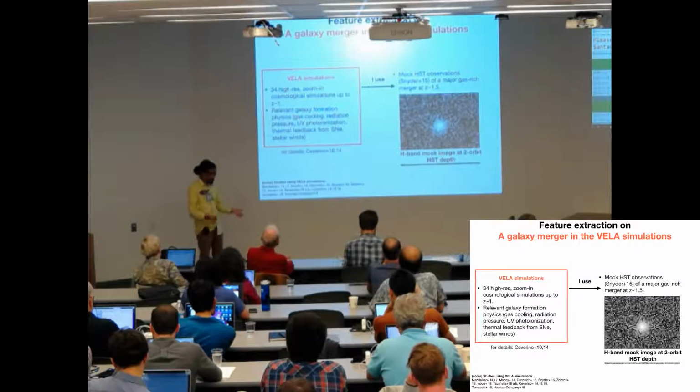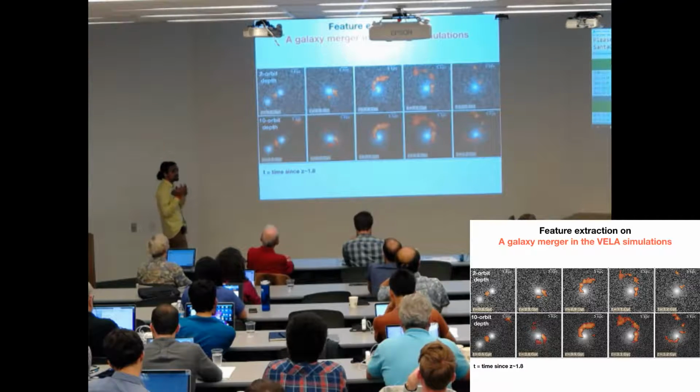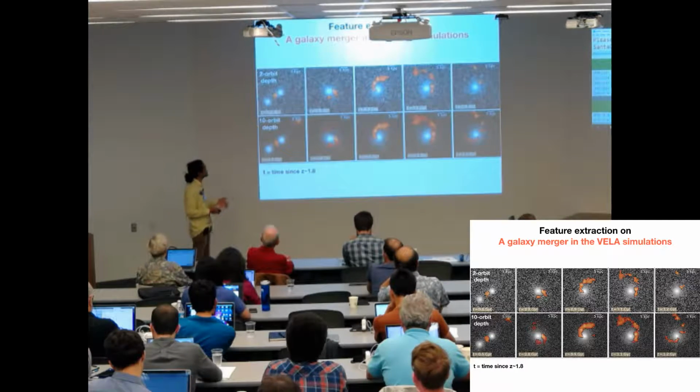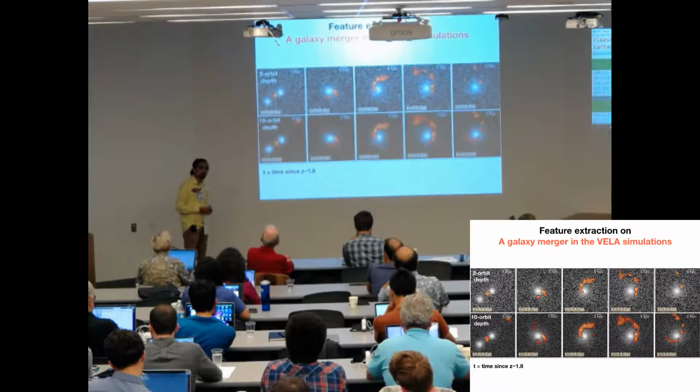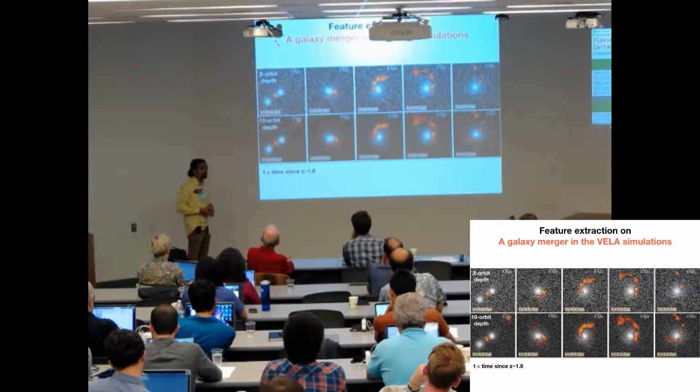And what happens if I do that? I'm just going to visualize what happens there. I do this exercise at 2 different depths: one is at Hubble 2-orbit depth, which people often refer to as CANDELS wide depth in the CANDELS collaboration, and then there's 10-orbit depth, which is a deeper observation.